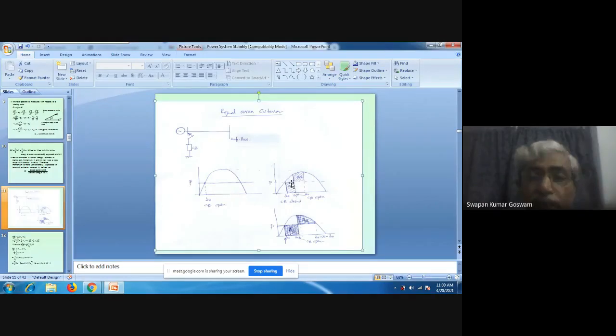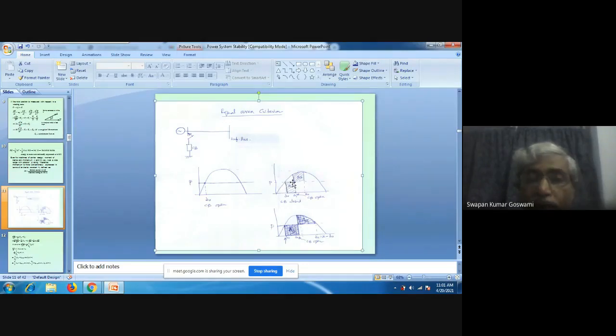Now, what is this area A1? What does it represent? Obviously, this is power input and this is power output. Input is more than output. Though we are marking this point as delta 0 and this point as delta 1, from delta 0 to delta 1 some time was needed for the machine to move along the power angle curve. During that time, this was the input power, this was the output power.